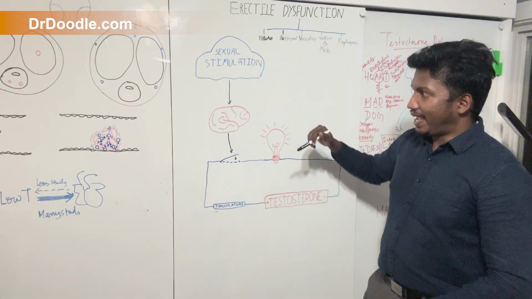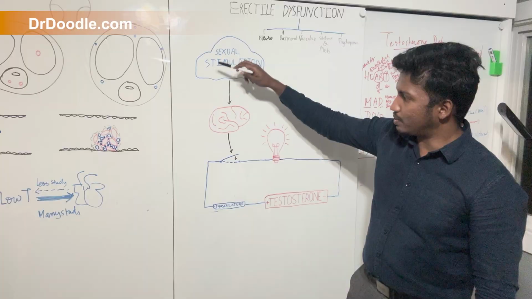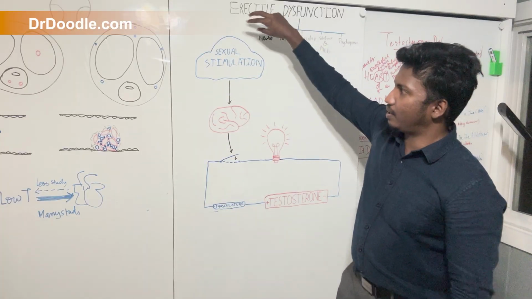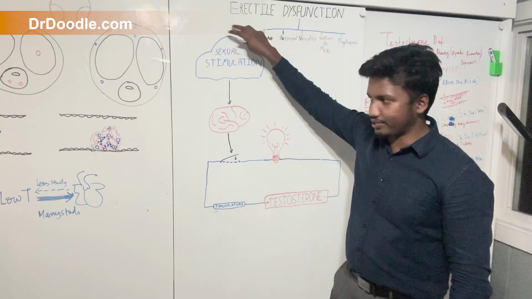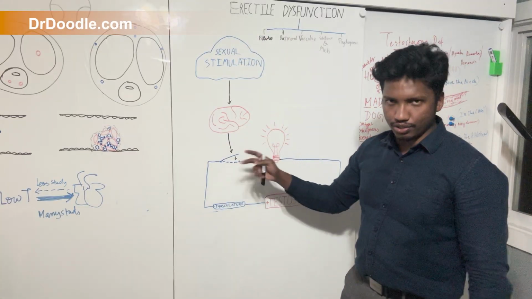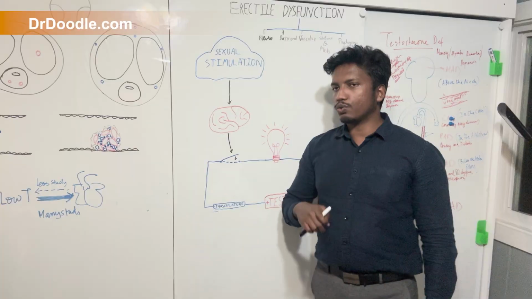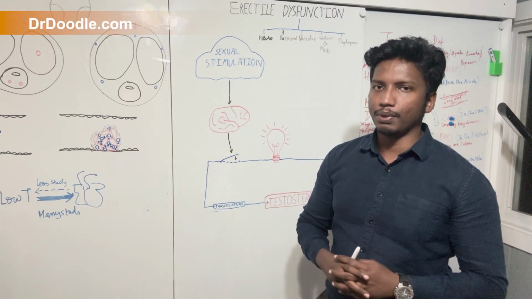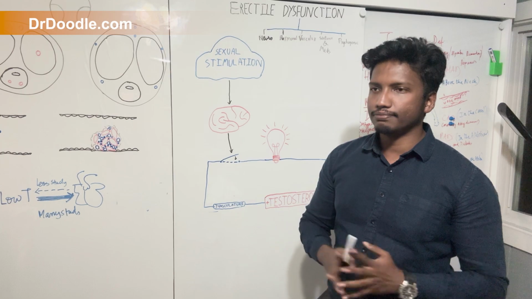For an erection, there has to be sexual stimulation or sexual thoughts. Now that often occurs within the brain. So that's why I have represented a cloud of sexual stimulation, and beneath that, the brain. So this acts like a switch in the circuit. Within a circuit, whenever the switch is turned off, the light won't light up. The bulb will remain dark.